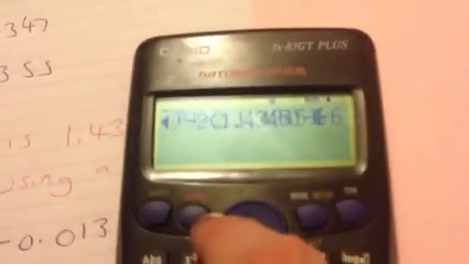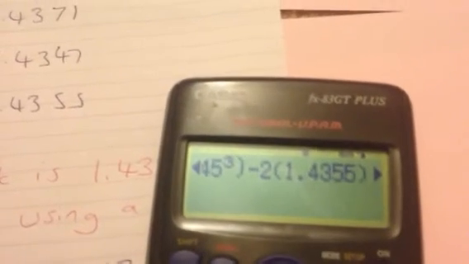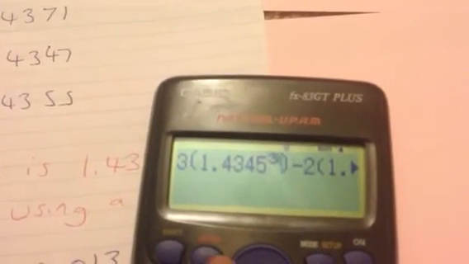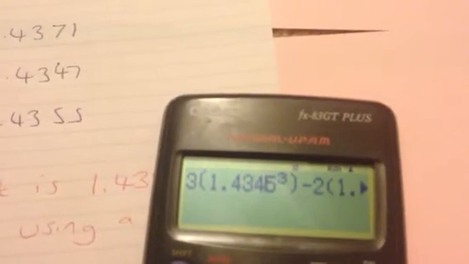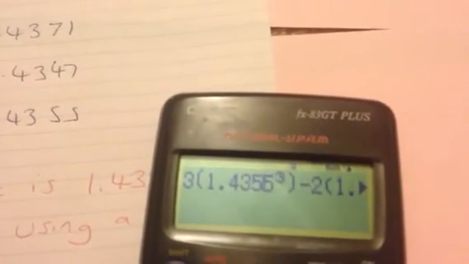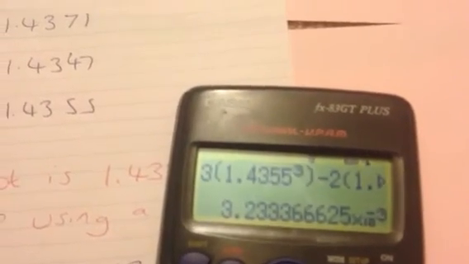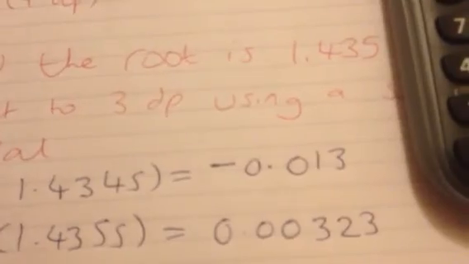And now if I go back to calculator, change it to 1.4355. Wait for it. Oh, it's positive, which is excellent news here. This is live, so if I made a mistake, would it be too enjoyable for me? So here I've got between minus 0.013 and 0.00323. So there's a sign change.